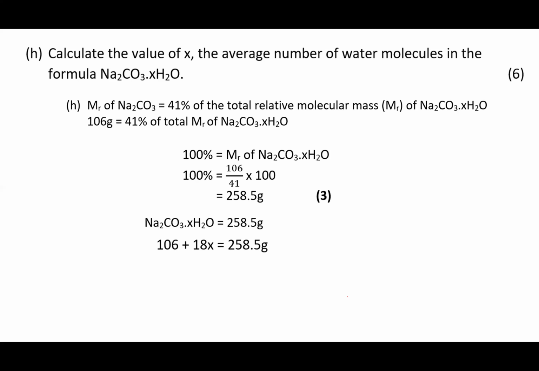So then we split up our molecule into two parts. The Na2CO3 is 106 grams. Water, which is H2O, is 18 grams, and we have X molecules of it. So we have 106 plus 18X gives us 258.5 grams. So 18X is equal to 258.5 minus 106. 18X is 152.5. So X is equal to 8.47, and anything from 8 to 9 is acceptable there to get you your 3 marks. And again, I'm fully aware that there are other methods for working this out.